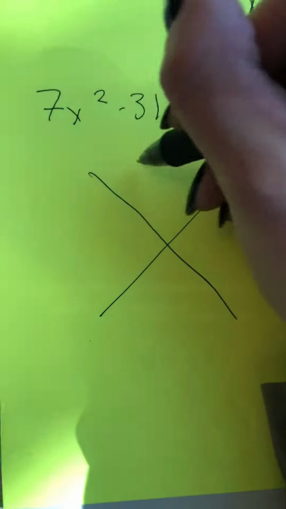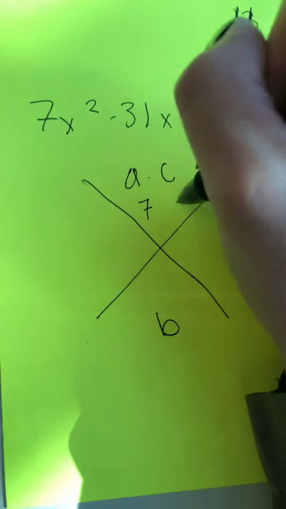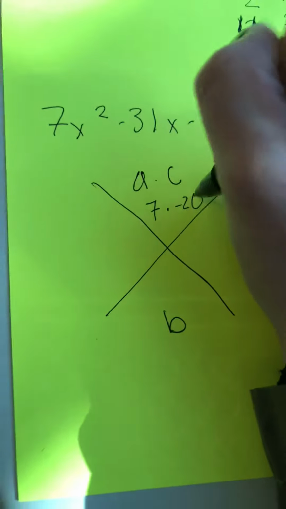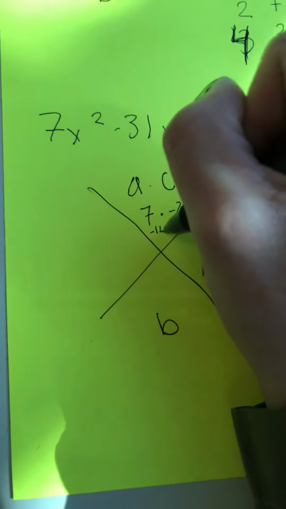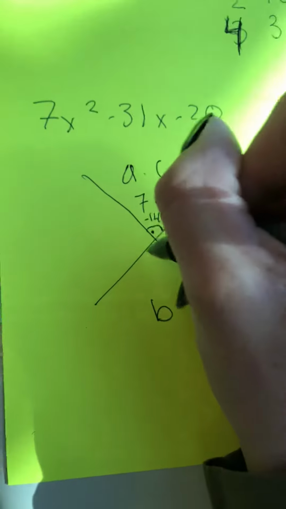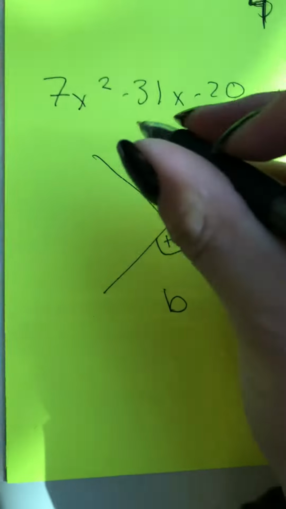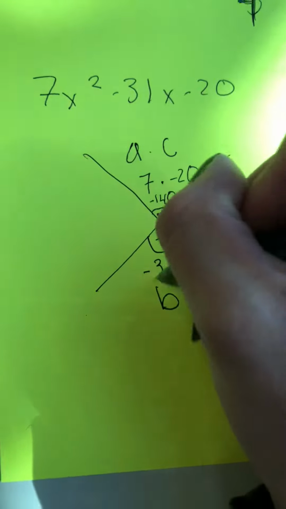When I'm doing this x method, I know the top is a times c and the bottom is b. In this instance, my a is 7 and my c is negative 20. 7 times negative 20 is negative 140. The top pocket is multiplication. The bottom pocket is addition. My b value in this instance is negative 31.